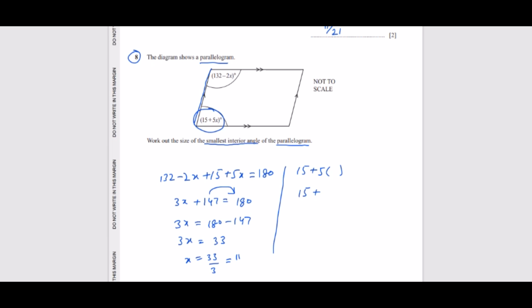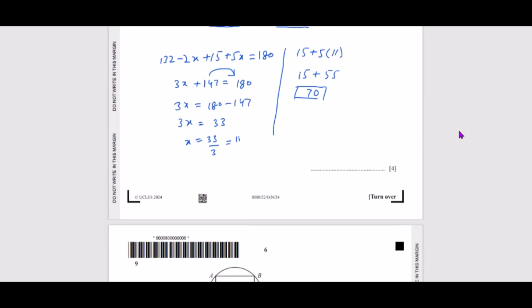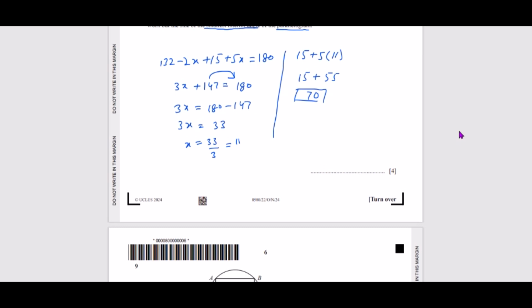So x is equal to 11. 5 multiplied by 11 is equal to 55. Add these values, we get 70. So the smallest interior angle is equal to 70. So the final answer is 70.